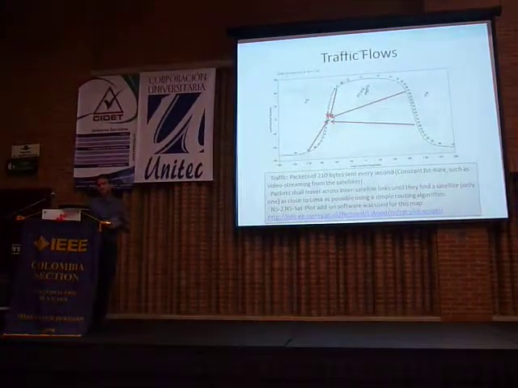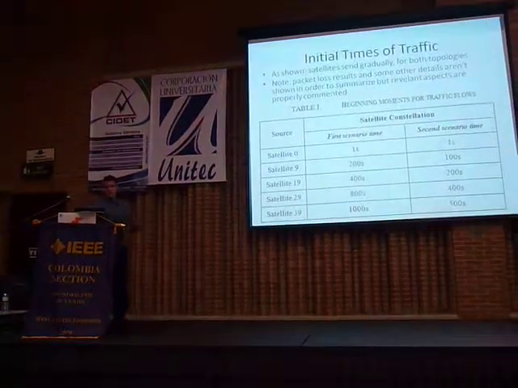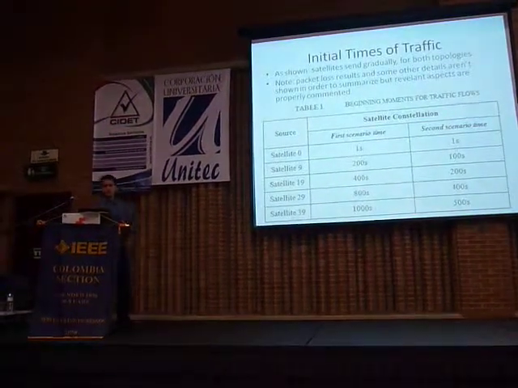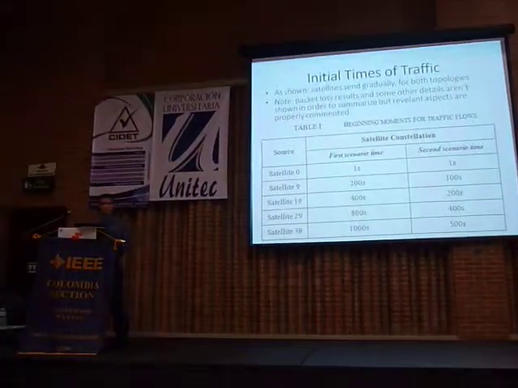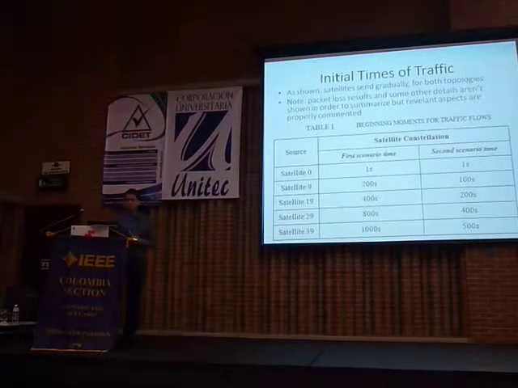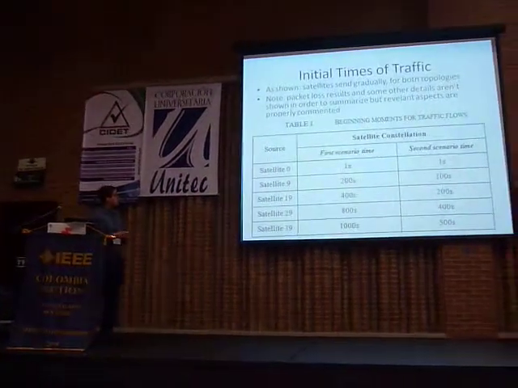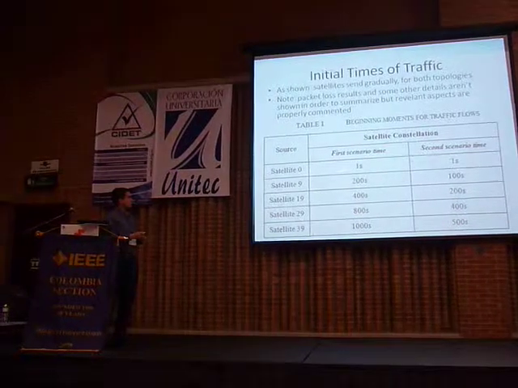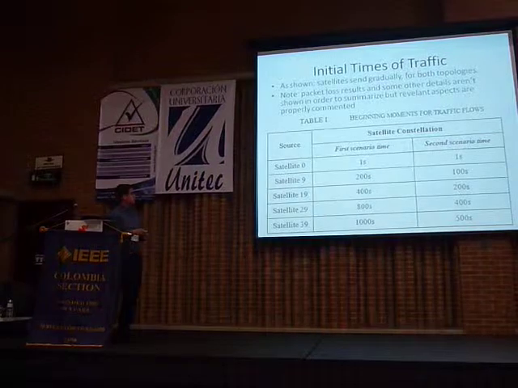NS-subplot add-on software was used for making this map. The initial types of traffic shown satellite are sent gradually for both topologies. Packet loss results and some other details are shown in order to summarize, but relevant aspects are properly commented. So it's gradual. First the satellite 0, then the satellite 9, and 19, and so on.